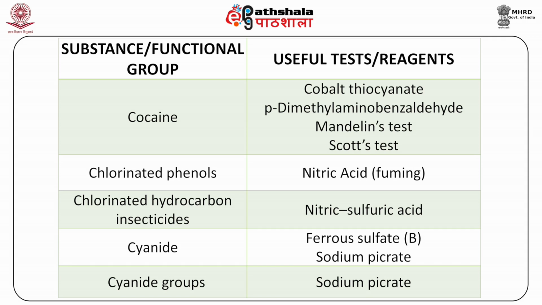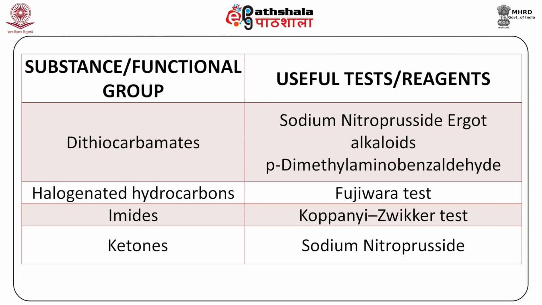For chlorinated phenols, it is nitric acid, fuming nitric acid. Next is chlorinated hydrocarbon insecticides, nitric sulfuric acid test. For cyanide, it is ferrous sulfate, sodium picrate. In case of cyanide groups, sodium picrate is employed. For dithiocarbamates, sodium nitroprusside, ergot alkaloids, para-dimethylaminobenzaldehyde. For halogenated hydrocarbons, Fujiwara test is employed.